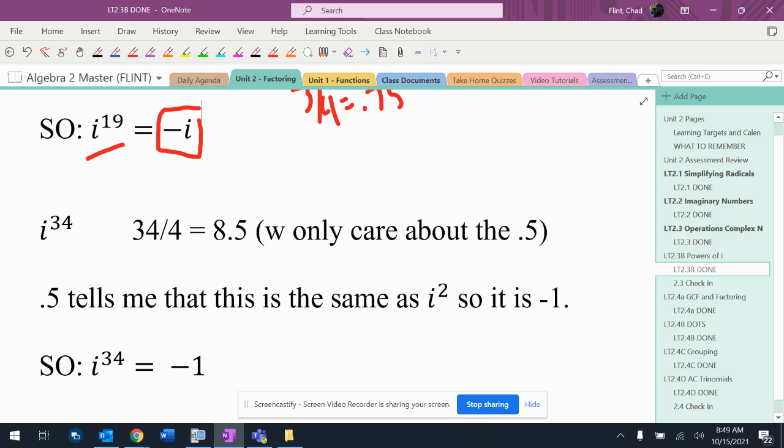For i to the 34th, you get 34 divided by 4, which gives you 0.5. And again, all I care about is the 0.5. The 0.5 tells me that it's the same thing as i squared, which is negative 1. So i squared is negative 1. That means I'm going to swap in a negative 1 if I had an i to the 34th. So what I'm doing here is figuring out what to substitute in.